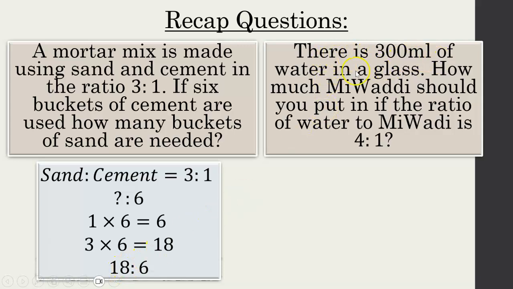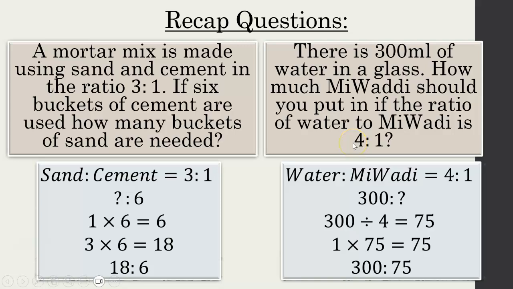There is 300 milliliters of water in a glass. How much of my body should you put in if the ratio of water to my body is 4:1? So remember, water to my body, 4:1. So how much water do I end up with? Well, I have 300 milliliters of water. How much of my body? So 4 became 300.